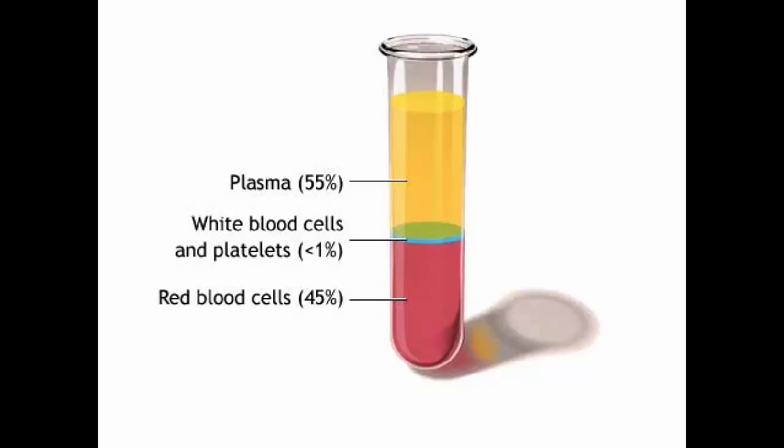Okay? And what is this part on top? Plasma. The plasma. What is this? The white blood cells. No, down here? Oh, red blood cells. Those are the red blood cells. And white blood cells would be in the boundary between them, but there's not very many in these examples. And so you see most of the blood is plasma, about 55%. Red blood cells are 45%. And then white blood cells, platelets, are only a tiny percentage.